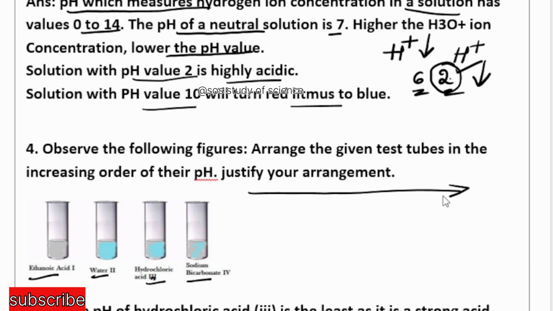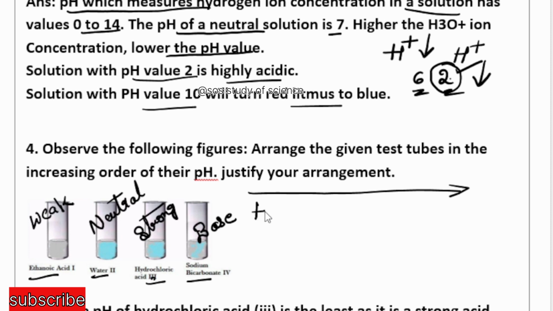So first of all, know what ethanoic acid is. Ethanoic acid is a weak acid. Water is neutral. First of all, you should know the nature of each. Hydrochloric acid is a strong acid. Then moving to sodium bicarbonate, this is a base, my dear students. Now you tell me which comes first. We are going to write according to the increasing order of their pH, so we have to write the lowest pH value first.